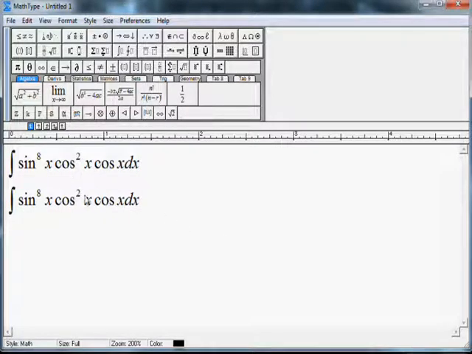Alright, so we do that, and then what's cosine squared? Well, cosine squared is 1 minus sine squared, and now we can distribute that through.